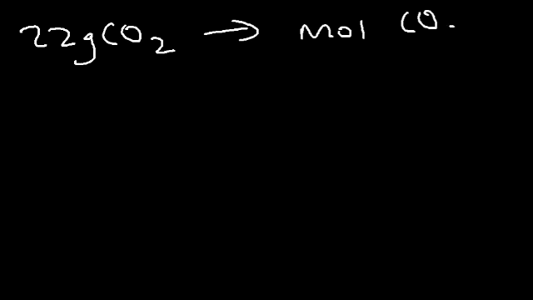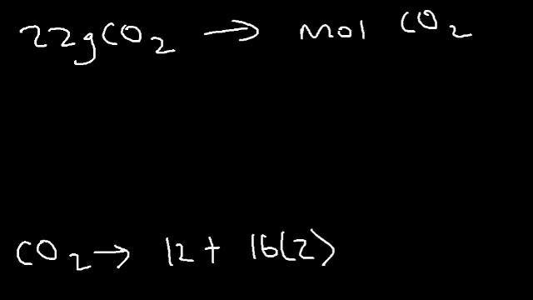Now, try this example. So let's say if you have 22 grams of carbon dioxide, go ahead and convert it to moles of CO2. So the first thing you need to do is find the molar mass of CO2. The atomic mass of carbon is 12, and for oxygen is 16, but there's 2 of them. So 16 times 2 is 32, plus 12, that's 44. So the molar mass is 44 grams per mole.